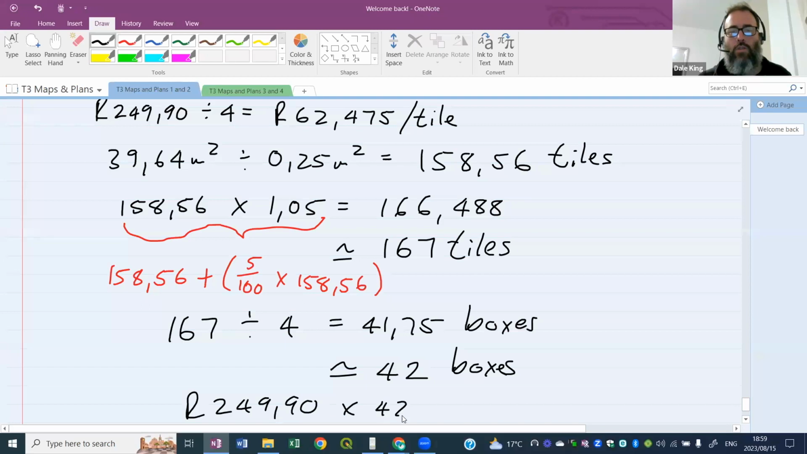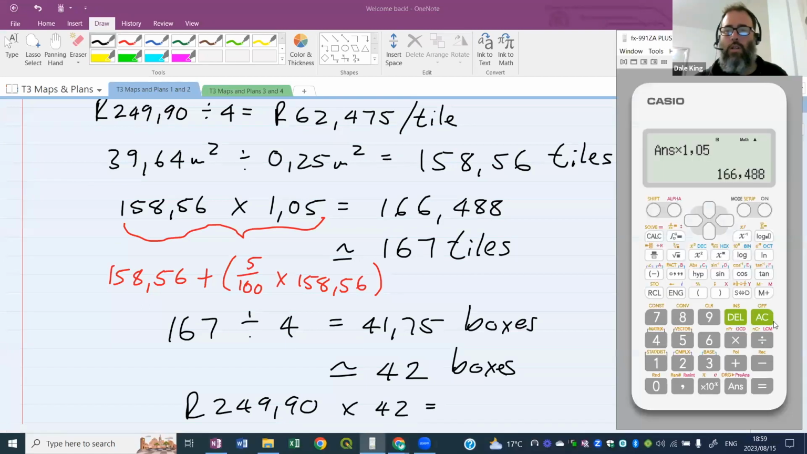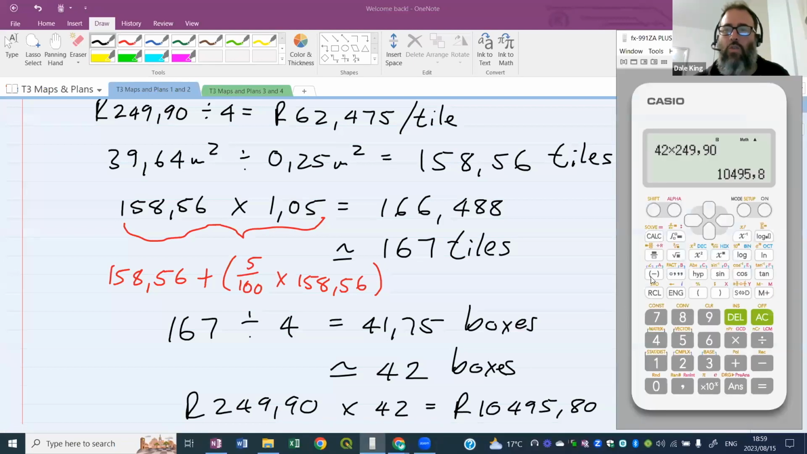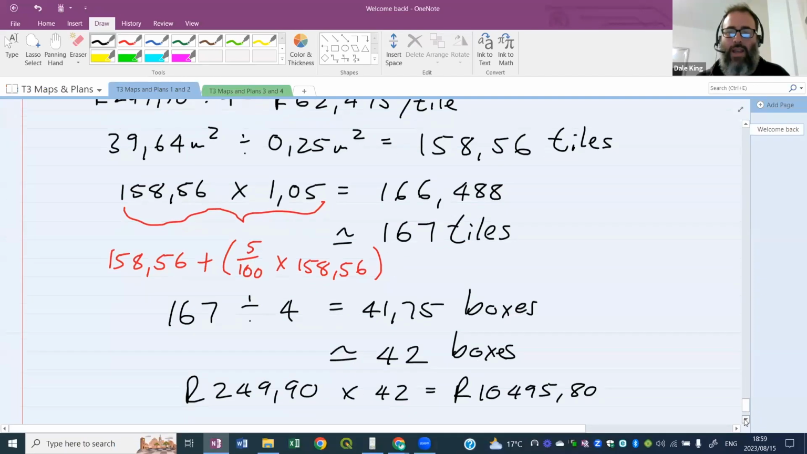So it's times 42. We need 42 boxes, and they're 249.90 each. That's 10,495 and 80 cents. Okay, and we haven't rounded off until this point here. We rounded off the boxes. That's it. Like Ben said, don't round off anywhere. Just keep your decimals. Otherwise, this answer at the end is going to be wrong. All right, so that's the tiles, but we still have labor.